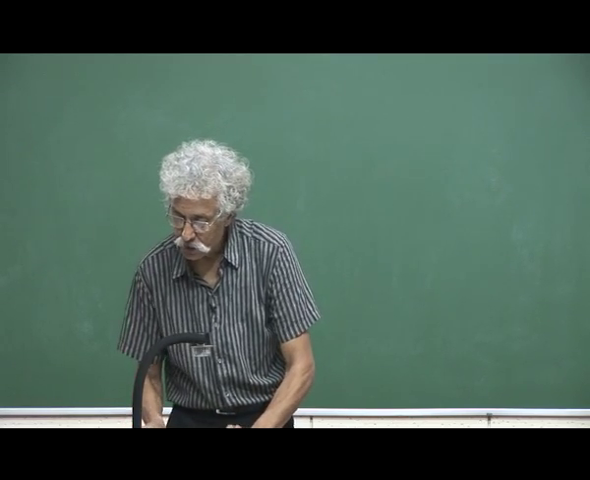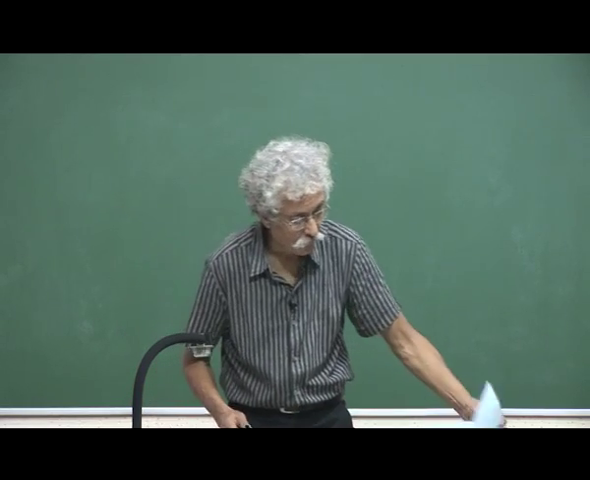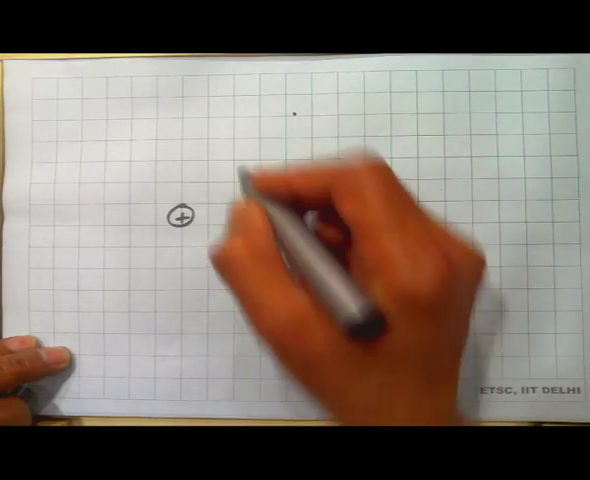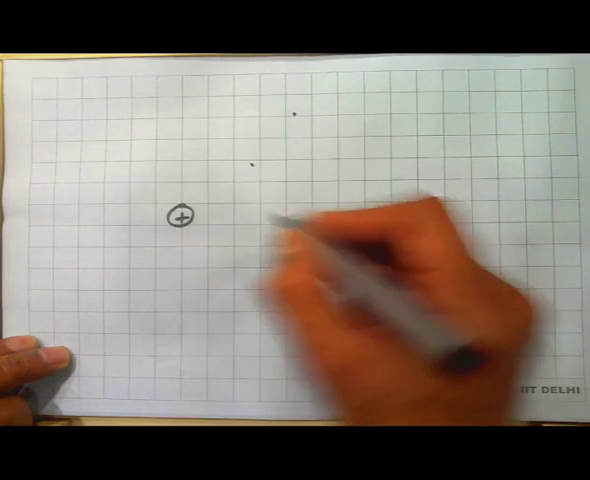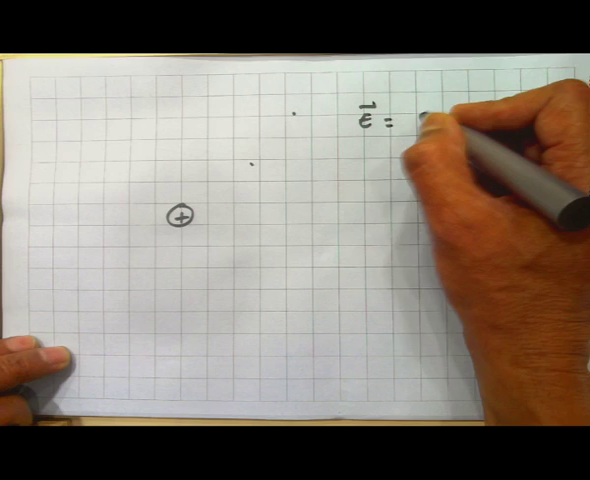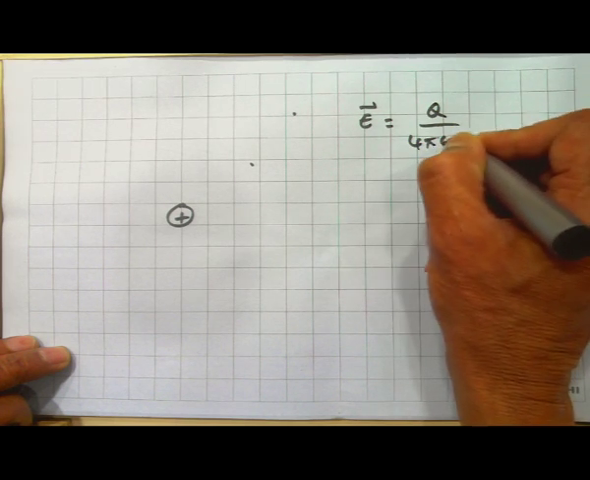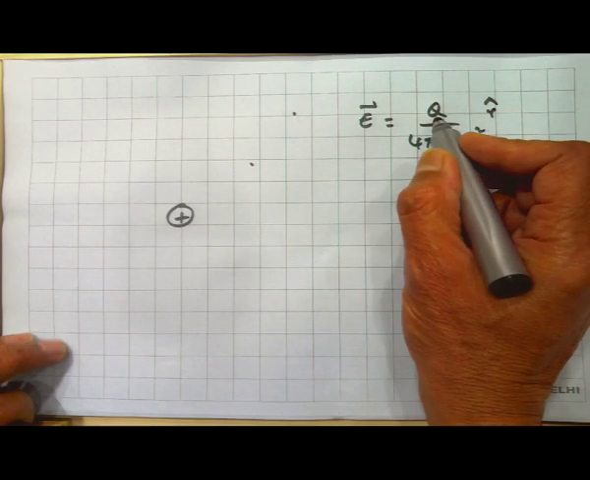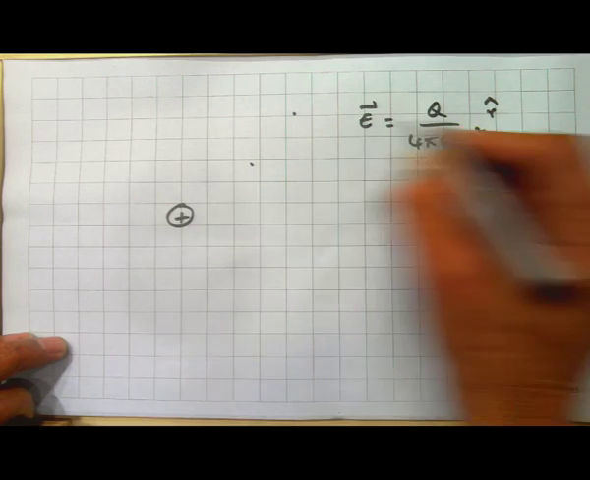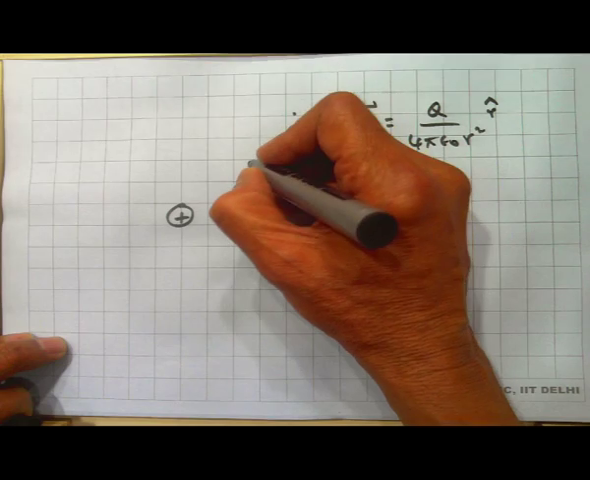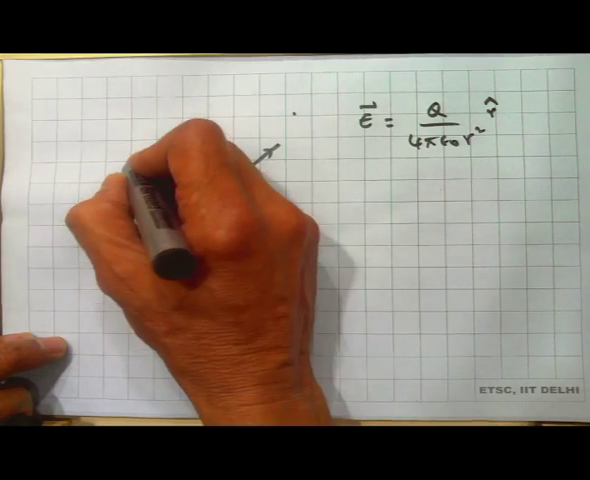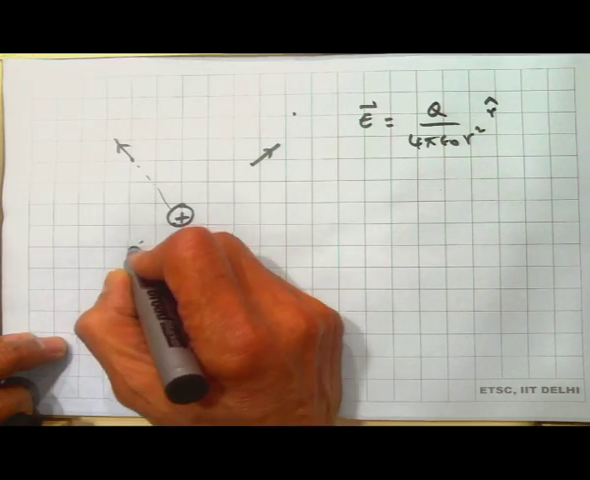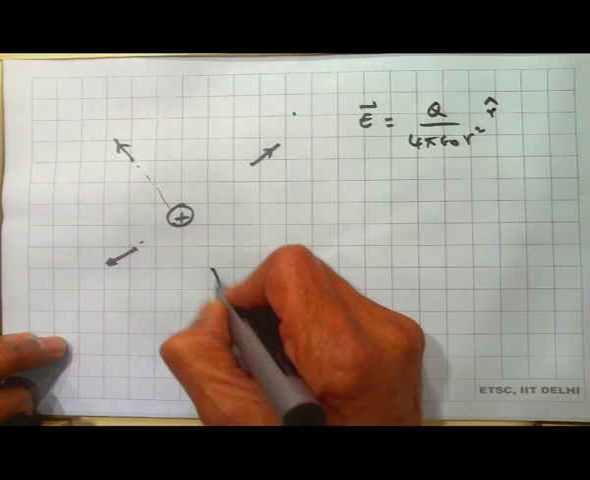If you have, for example, a positive charge here, then the electric field at this point, as we have defined, is Q by 4 pi epsilon 0 r square into r cap. So, if capital Q is positive, then the electric field is in the same direction as r cap. So, a positive charge will produce an electric field in this direction here. At this point, it will produce an electric field along this direction. At this point, along this direction, and at this point, along this direction.